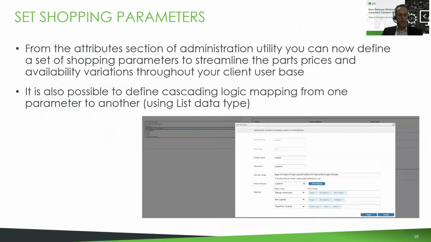And lastly, the shopping parameters, as I mentioned, again, it's also a configuration point that we added in the attribute section of the administration utility that will allow you to set up simple as well as complex cascading mapping between one or multiple shopping parameters. So for example, if you want to tie specific logic and have a certain subset of location parameters assigned to each and every customer parameter, you will be able to define that mapping and have this reflected automatically in the UI directly using this utility.